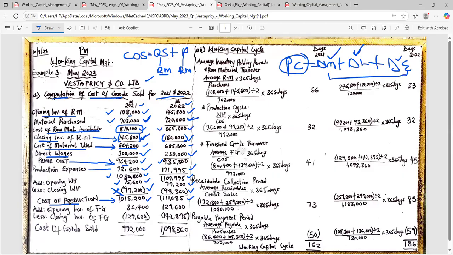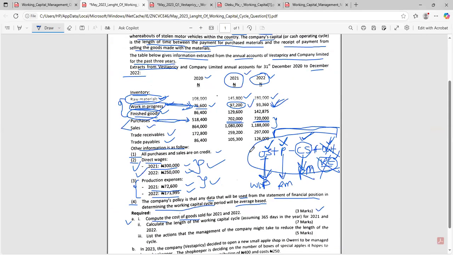Okay? So that will now give us our cost of production. All right, so we've gotten our cost of production. Once you get your cost of production, you now move to your finished goods. So the same thing, we're going to repeat this formula again. Opening stock, this time, is going to be FG, finished goods. So let's go and check our opening stock of finished goods.